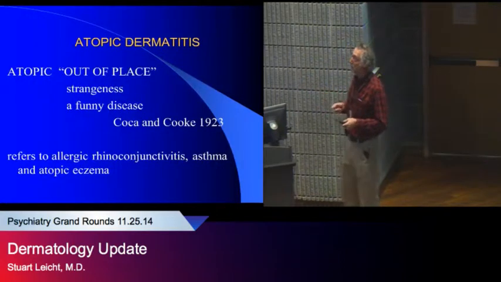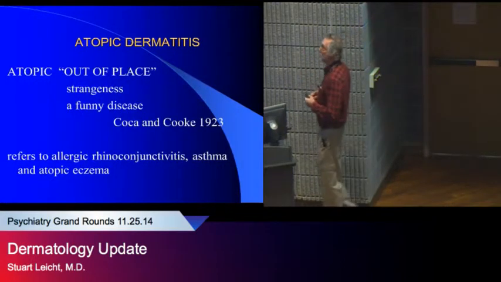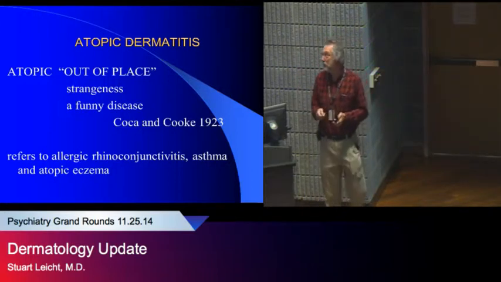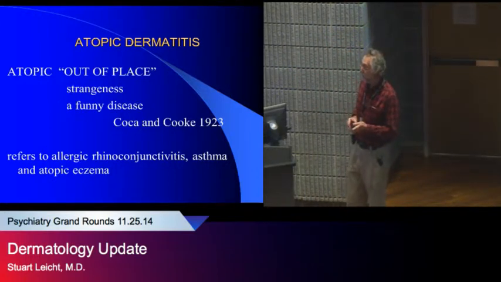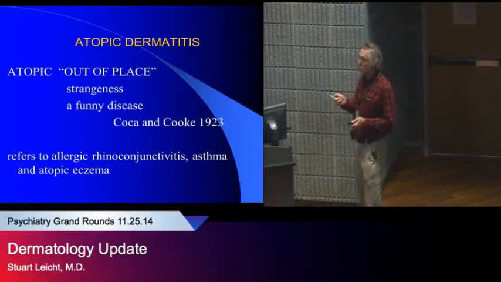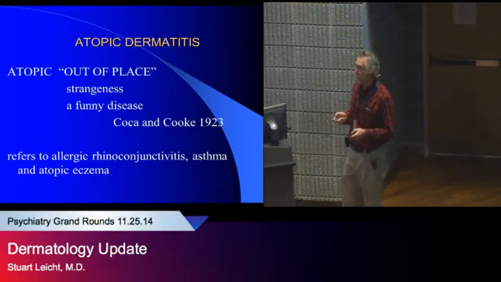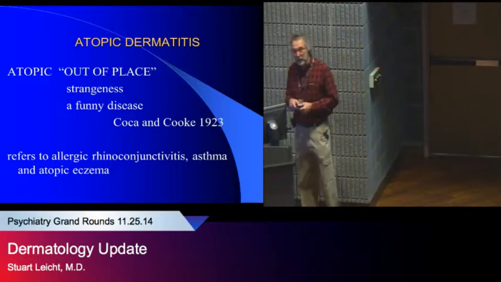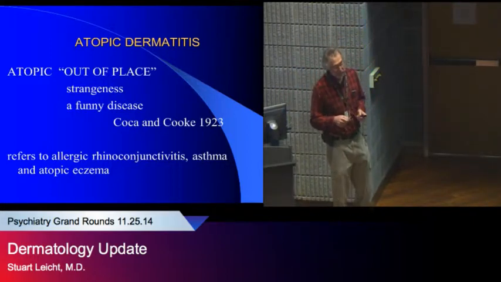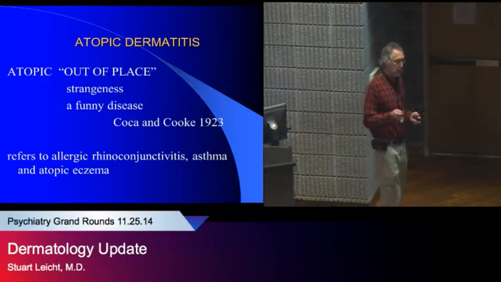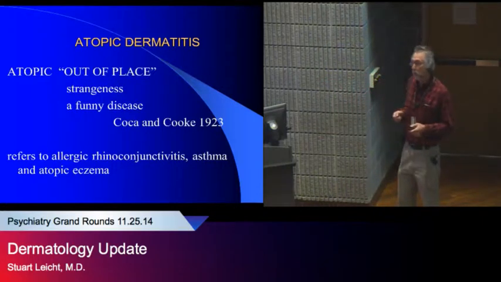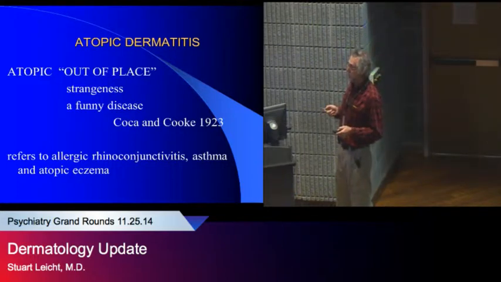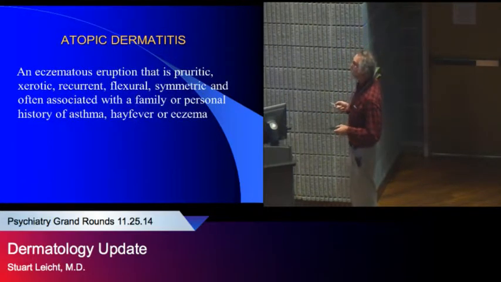Atopic eczema, very important dermatitis. Atopic means out of place, strangeness, a funny disease. It was coined in 1923. It refers to the constellation of allergic rhinoconjunctivitis, asthma, and atopic dermatitis. Because of the perceived relationship now between asthma and atopic dermatitis in terms of filaggrin or profilaggrin abnormalities, there's a very close relationship now that's being studied quite intensively.